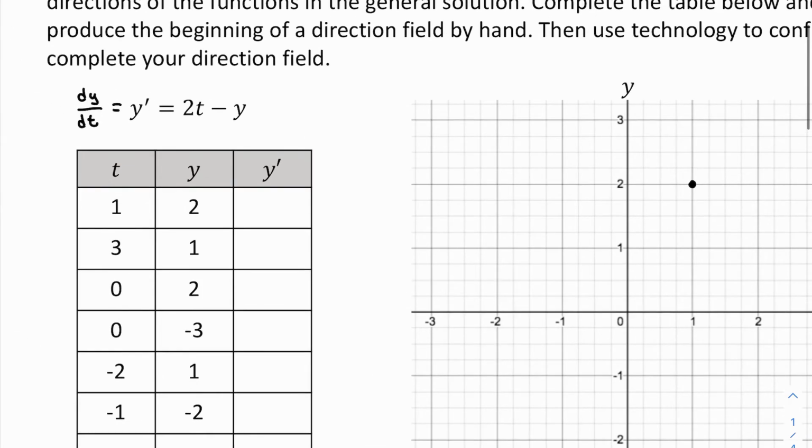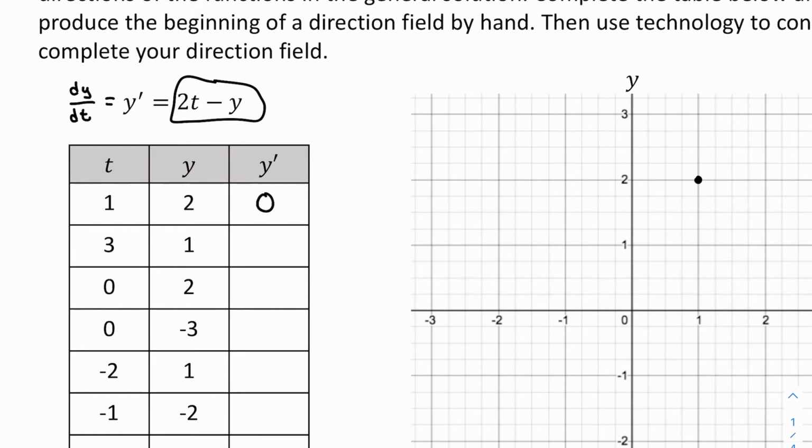However, according to this differential equation, if you plug in t equals 1 and y equals 2 into this side of the differential equation, you get a value. That value is the value for y prime, which tells you how steep, or the slope, I should say, the slope is of the solution. So plug in 1 for t and 2 for y, and notice we get 0 back from this side of the expression, which tells us that y prime is 0.